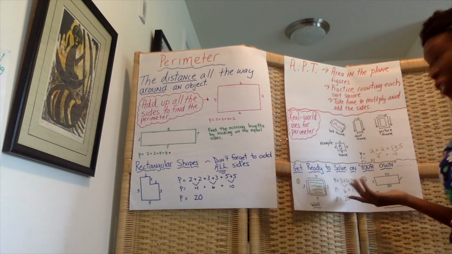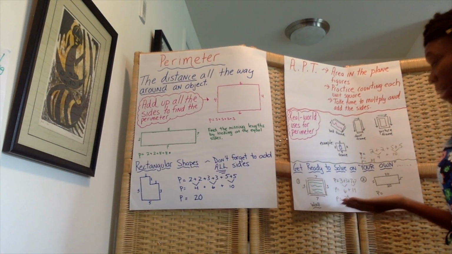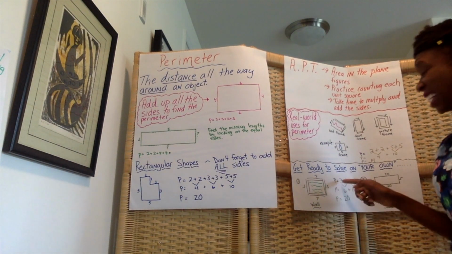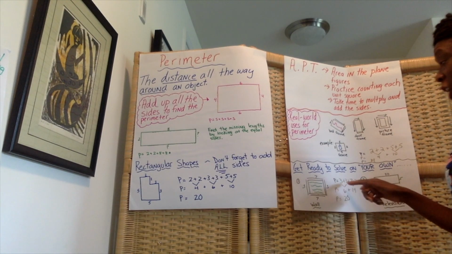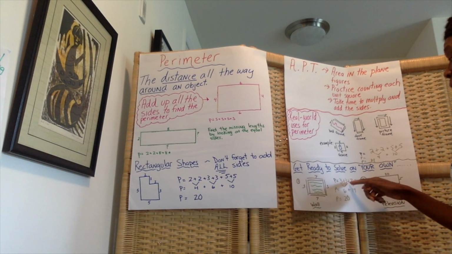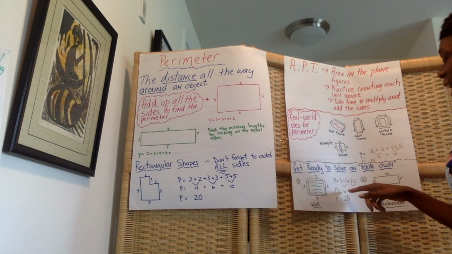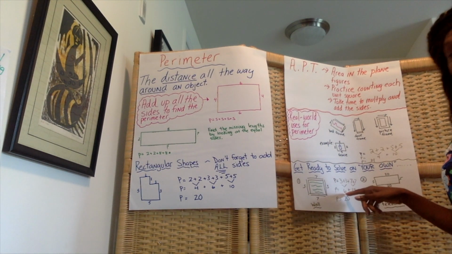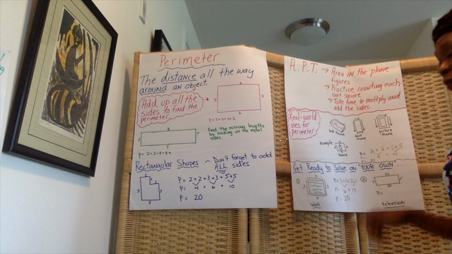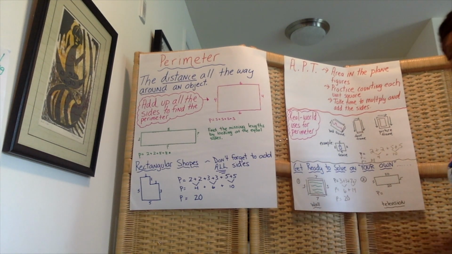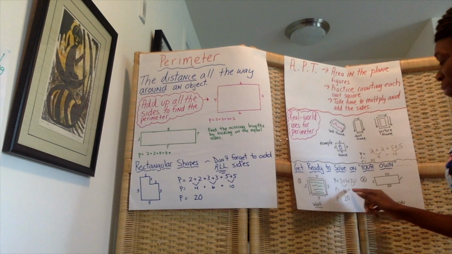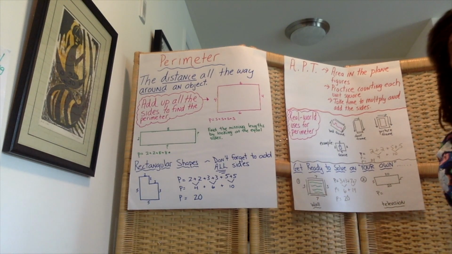I'm back. Did you get the same answer as me? P equals 20? What I did was I put all my numbers across. 3 plus 3 plus 7 plus 7. Then I brought the P down, and then I said 3 plus 3 gives me 6, and 7 plus 7 gives me 14. Then I brought the P down. 6 plus 14 equals 20.